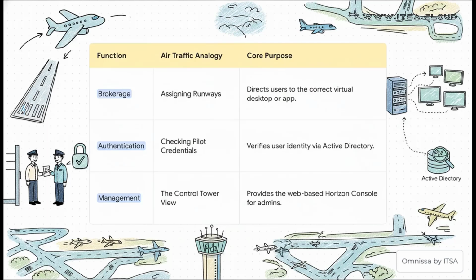Next up, authentication. I mean, you can't let just any plane land, right? You have to check the pilot's credentials. The connection server does the same thing, verifying a user's identity through Active Directory. And finally, there's management. This is the control tower view itself, a web portal called the Horizon Console, where administrators can see and manage the whole environment, just like a real controller watching over the entire airport.